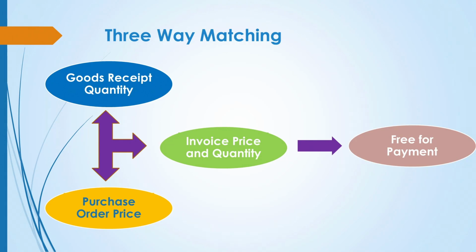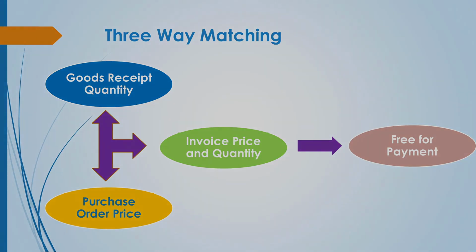In an ideal world, the GRIR account at the end of the period should contain only a few short-term timing differences, which will clear during the following period. The balance at the year end will form part of the accruals of the company and should represent mainly goods that have been received but not yet invoiced, but in some cases may also contain invoice items without a corresponding goods receipt.